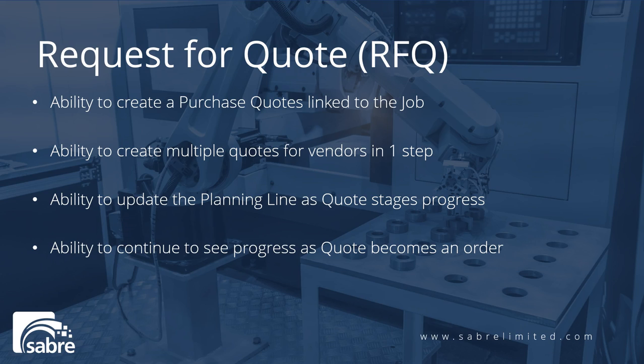And we also have the ability to continue to see the progress as the quote becomes an order. So again, we've added additional fields to the BOM planning line so that you can see the other quotes that were there. If it becomes a purchase order, you'll see the purchase order that it became, the dates it's expected to be released, etc. So let's jump in and take a look at that within the system.